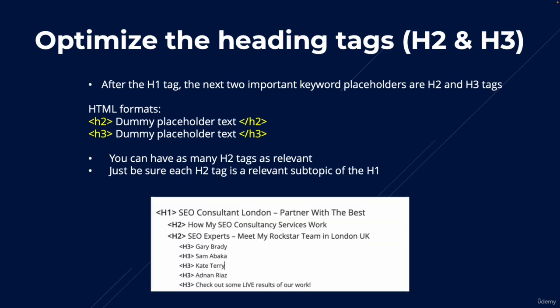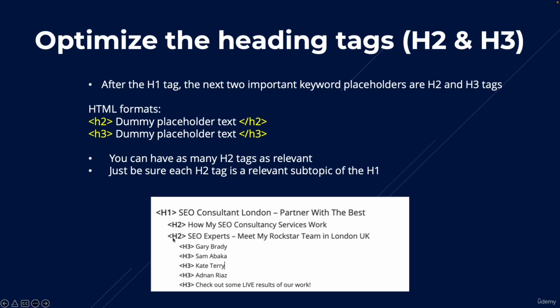So here you can see I've got a H1 tag which says SEO consultant London, partner with the best. I then have two H2 tags below that, how my SEO consultancy services work. That is a subtopic of my H1 as it's related to my H1. I then got another H2 tag, SEO expert, meet my rockstar team in London. Again, that is all relevant to my main topic of SEO consulting in London. I have a team that you'll be working with if you hire me for SEO consulting.